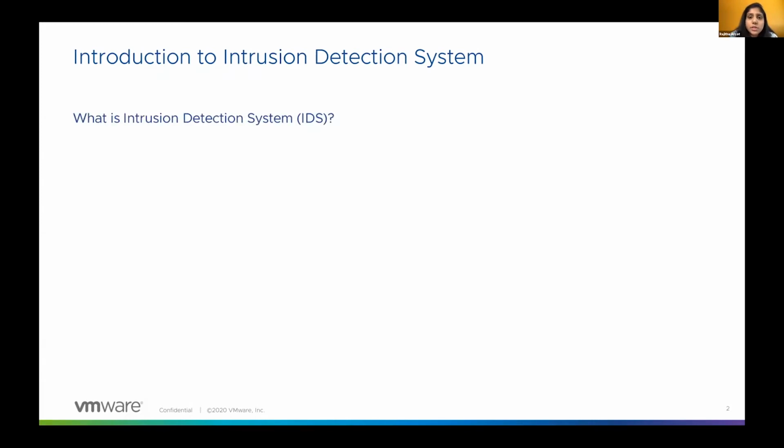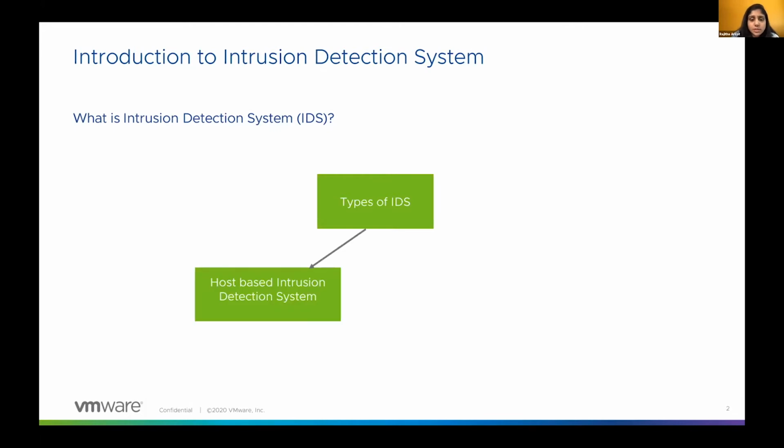What is an intrusion detection system? It is a device or a software application that monitors the network traffic for any malicious activity or any policy violations. It raises alerts to the security admins, and they have the visibility to decide whether to quarantine the workloads or to tighten the security enclosures. There are different types of IDS. One is host-based intrusion detection system and the other one is network-based intrusion detection system. These are the most common intrusion detection system types.